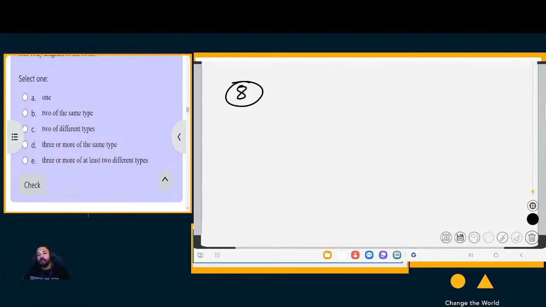Can someone tell me? Just write a number in the chat there. Would it be A, B, C, D, or E? Those are your options. Is there only going to be one force? Will there be two forces of the same type? Will there be two forces of different types? Will there be three or more forces of the same type? Will there be three or more of at least two different types?